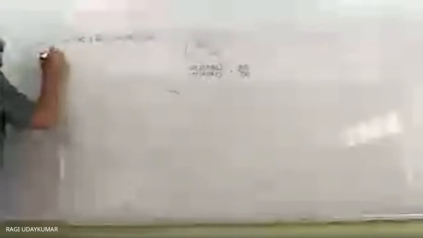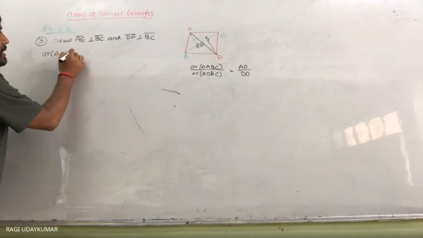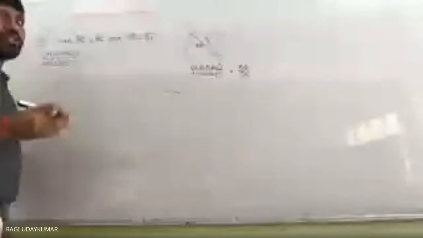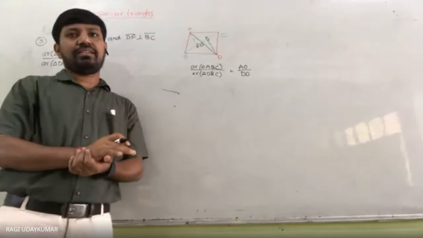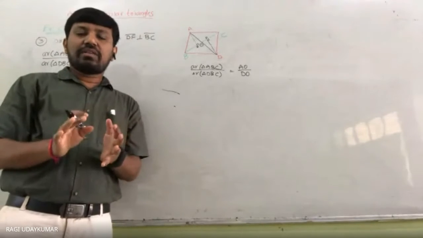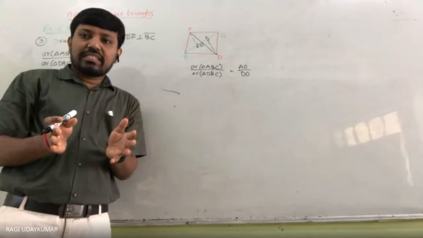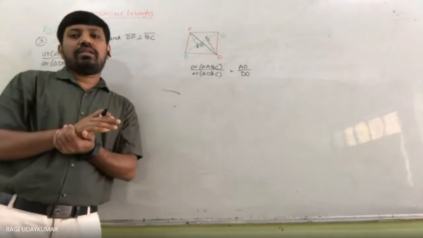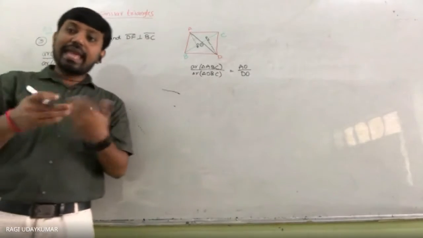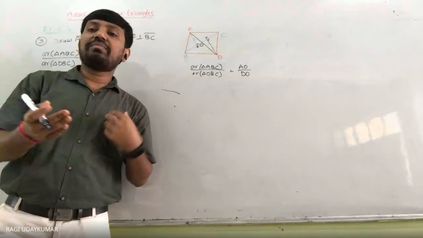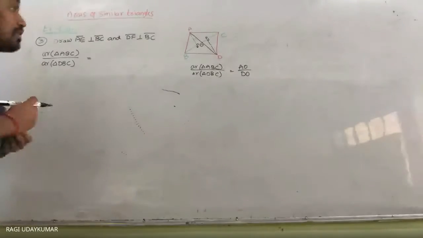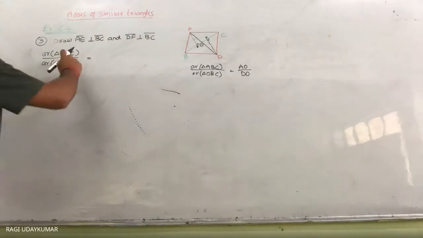So area of triangle ABC by area of triangle DBC. See here, you are not supposed to think only in one direction. Whenever areas of two triangles are given, it doesn't mean that you need to use only the areas of two similar triangles concept. You are not supposed to take that here. So what to do in this situation?